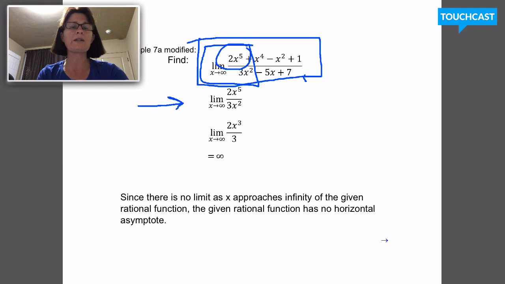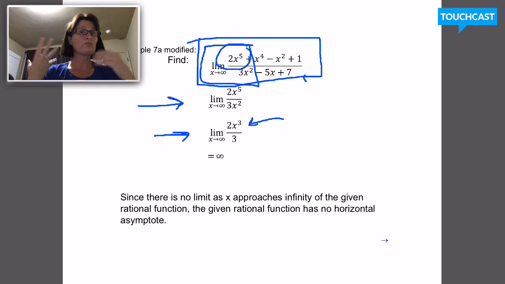There's an x squared term that cancels out of the numerator and denominator, and I get the limit as x approaches infinity of 2x cubed over 3. So what's going to happen to that expression as I let x get bigger and bigger and bigger? Well, notice there's only an x up in the numerator now. It's going to grow really, really fast as x gets closer and closer to infinity, and there's nothing about the denominator or any subtractions or anything else that's going to slow that down. So this limit is actually infinity.